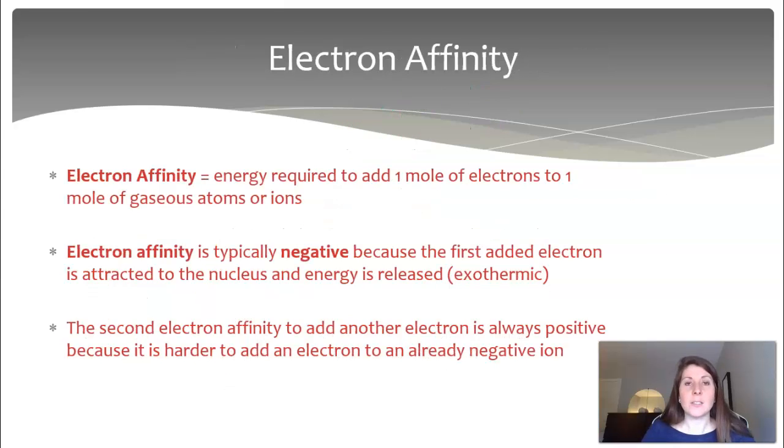So looking at another trend, we look at electron affinity. This is kind of the opposite of ionization energy because it's going to be the energy that's required to add 1 mole of electrons to 1 mole of gaseous atoms or ions. So electron affinity is normally negative because the first added electron is going to be added because of an attraction between the nucleus and that electron, and energy is going to be released. So this would be an exothermic reaction. However, the second electron that would be added, that electron affinity will always be positive because it's going to be hard and require energy to add that second electron to something that's already negative.